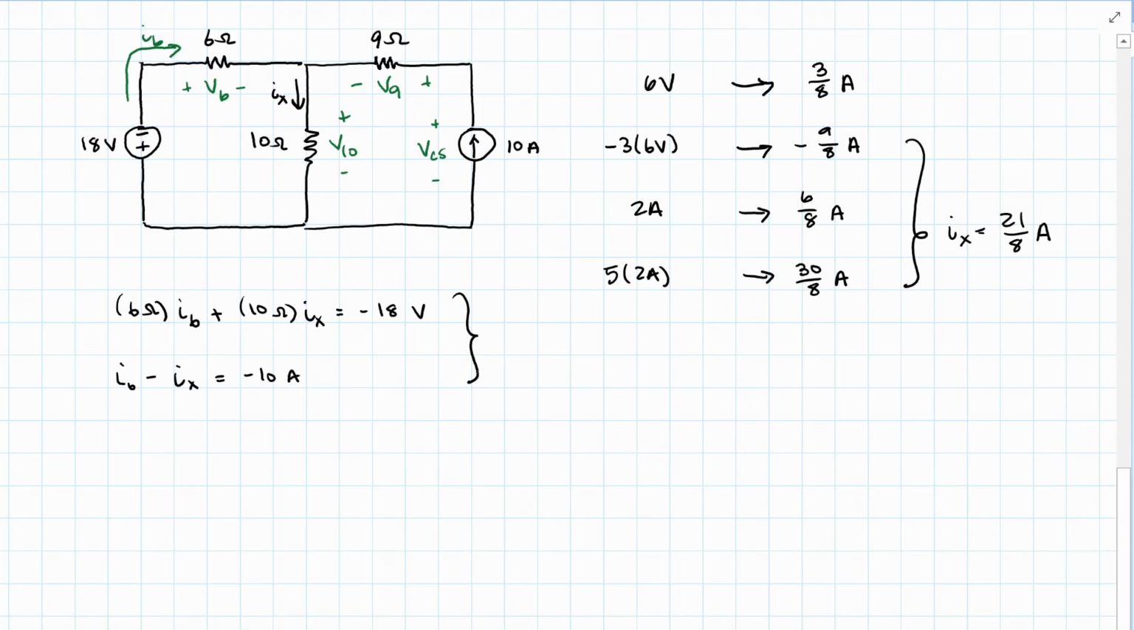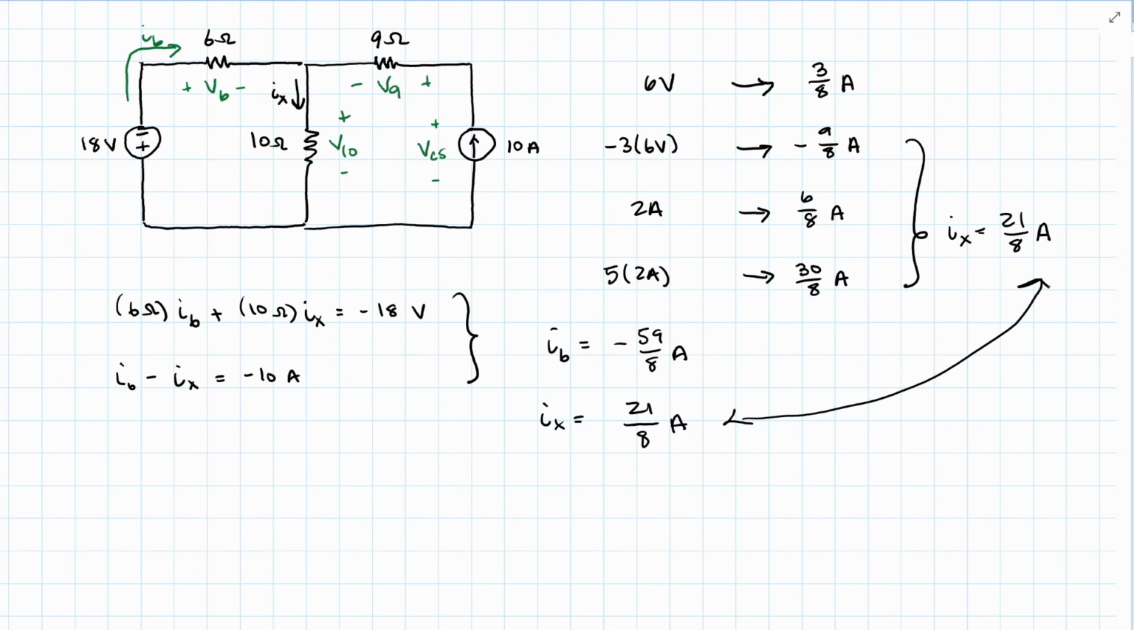If I solve these equations simultaneously, I find I6 is equal to negative 59/8 amps, and Ix is equal to positive 21/8 amps, which exactly agrees with a prediction that I made using no circuit analysis whatsoever, only using the additivity and linearity property in my previous work to determine how the circuit is going to behave. This is why I feel that linearity is such a powerful circuit analysis tool.